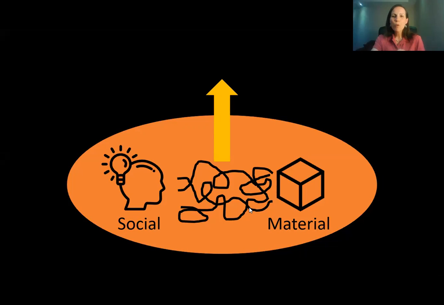So 4 main attributes or features of complexity theory that I think we can use in our teaching, in our training, in our own practice, I'm going to talk about now. So there's emergence, attunement, experimentation, and disturbance.